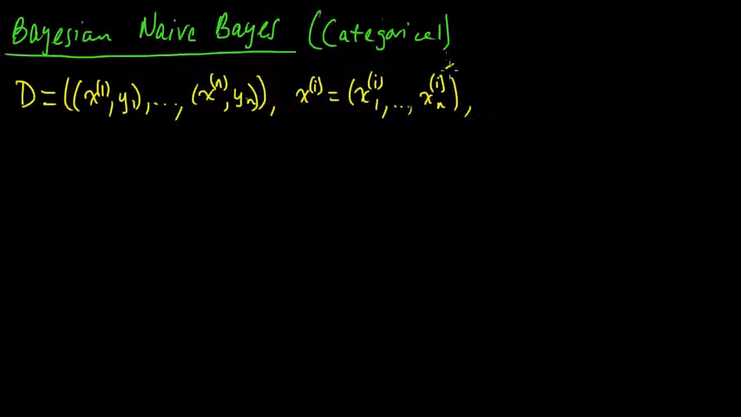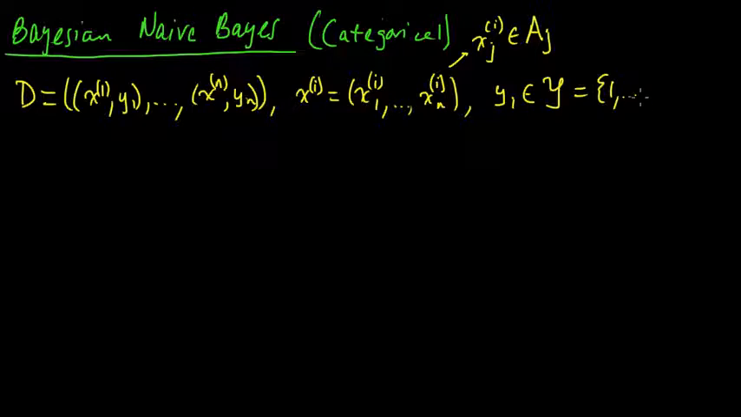Each of these we're going to take to be categorical. So each of these, x^i_j, is in some finite set. Maybe I'll say A_j for the set for the jth feature, the jth coordinate. And the y's, as usual, are just in some finite set. I'll use capital script Y, and let's just label the classes 1 to m.